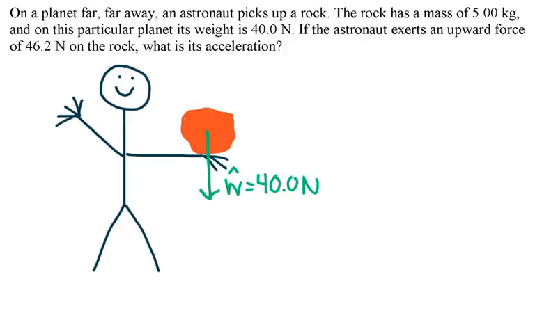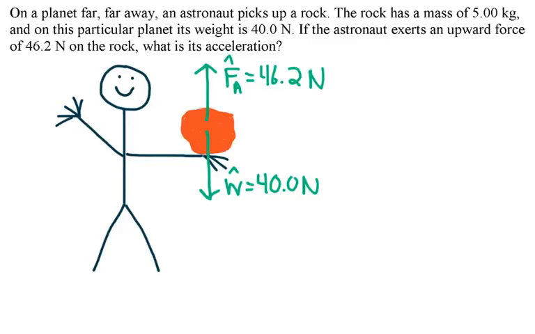Now, step 1 says identify and sketch all the forces acting on the object. So we're also told that the astronaut exerts an upward force of 46.2 newtons on the rock. So there's a second force here that we need to draw, and we're going to assume that it's directly upward. It's straight up, this force that the astronaut is applying. We'll call that F sub A, the force from the astronaut, which is equal to 46.2 newtons straight up.